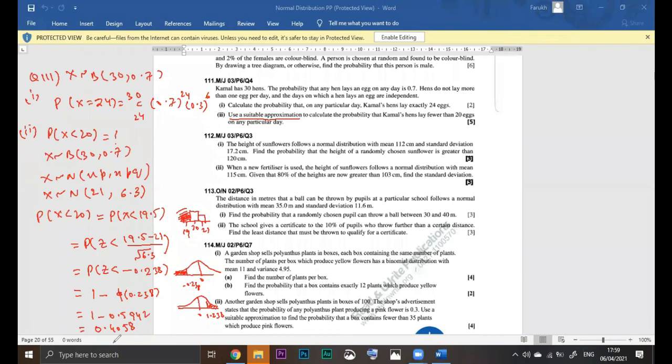Any question about approximation of normal to binomial? When will we use the approximation of normal to binomial, what is the indication? What are the conditions?